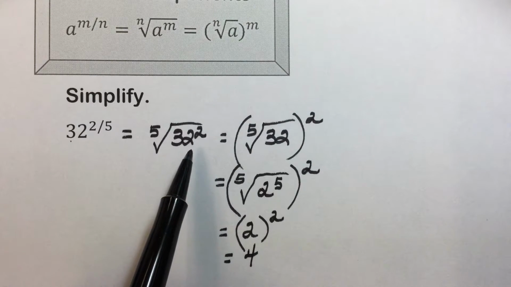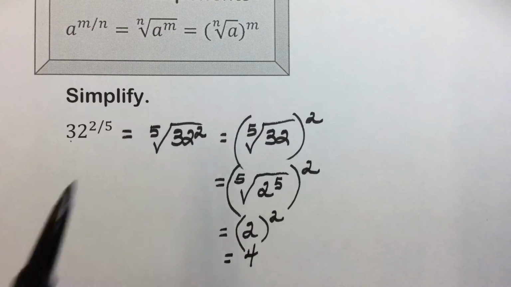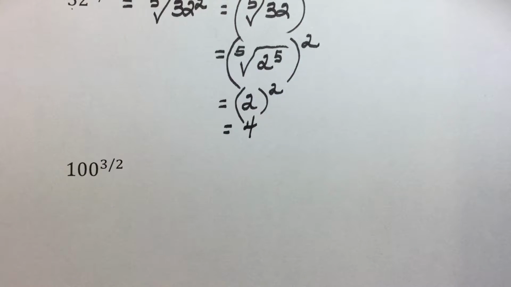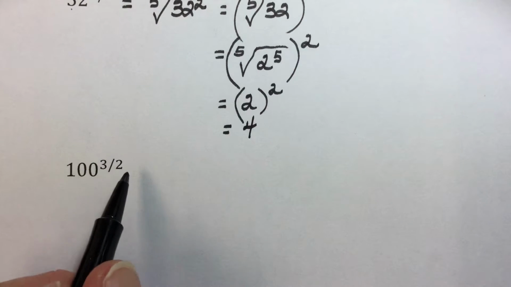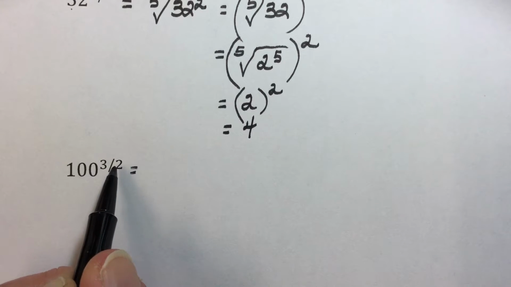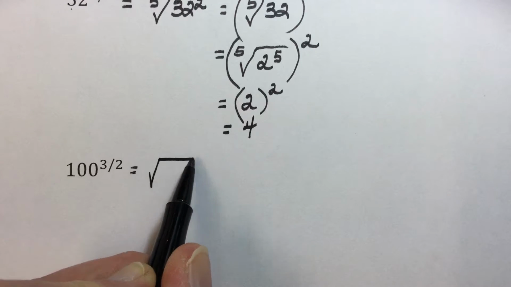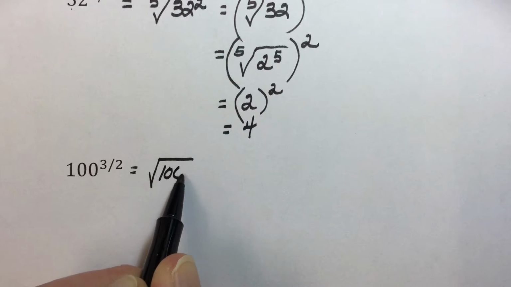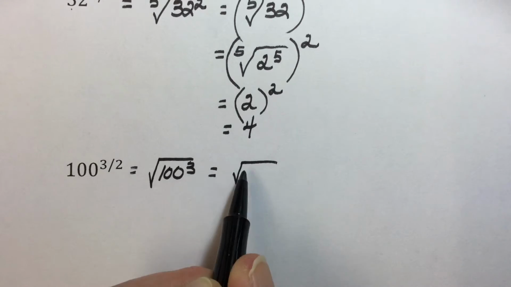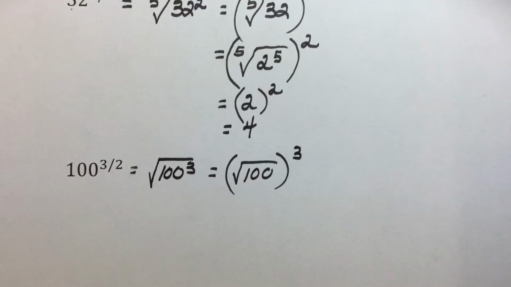We would have found the same if we had taken 32, squared it, and then taken the 5th root as well. In this next example, 100 raised to the 3/2 power can be written in radical form as an index of 2, which means the square root of 100 to the 3rd power, or the square root of 100 and then raised to the 3rd power.